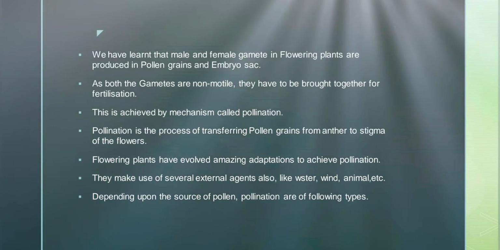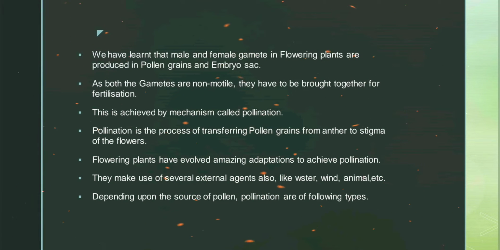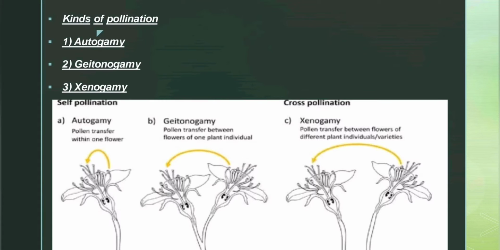Flowers have evolved an amazing array of adaptations to achieve pollination. They make use of external agents like wind, water, animals, etc. to achieve this pollination. Depending on the source of pollen, pollination can be divided into three types.